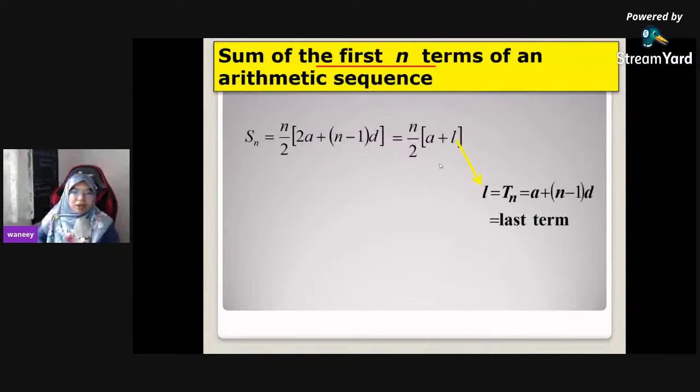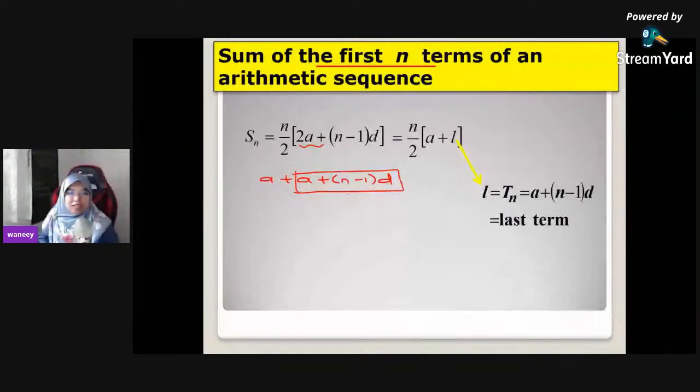So kalau nak simplify boleh jugalah. Daripada sini kita boleh simplify sebenarnya. Awak asingkan a tu. So 2a, you get a plus n minus 1 d. But this one is actually Tn, or the last term. So this is actually l, the last term.